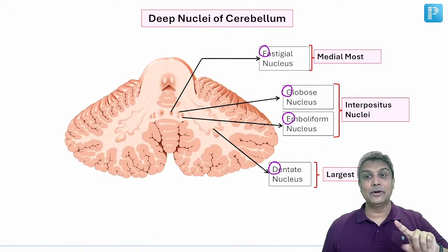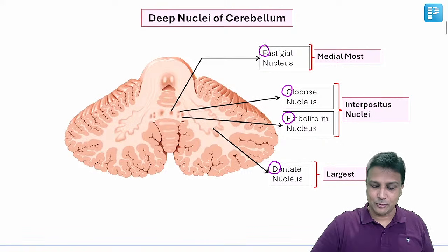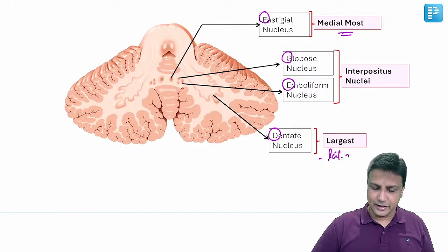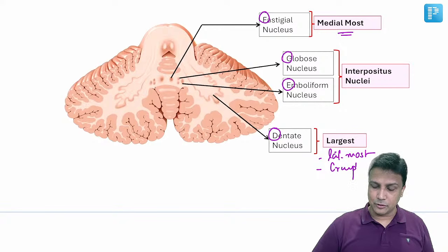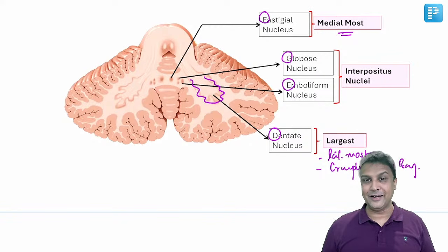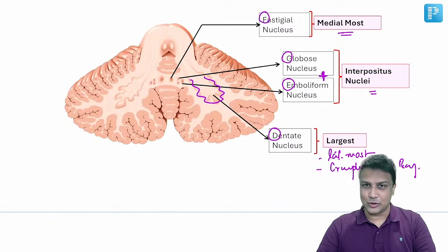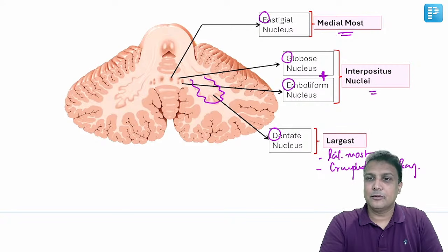Now why I'm asking you to remember this order here? Because in the exam they have asked which is the medial most one. Of course the medial most one will be fastigial nucleus. And which one will be the lateral most one here? The dentate nucleus. And dentate nucleus will be the largest one. Apart from that, remember the shape also. It is crumpled paperbag shape. Even this has been asked in your exam. It is crumpled paperbag shape, the dentate nucleus. Now, globose and emboliform together, they will be combined, and combinedly they are referred to as interpositus nucleus. Globose and emboliform will be sometimes combined together and they'll be referred to as interpositus nucleus.